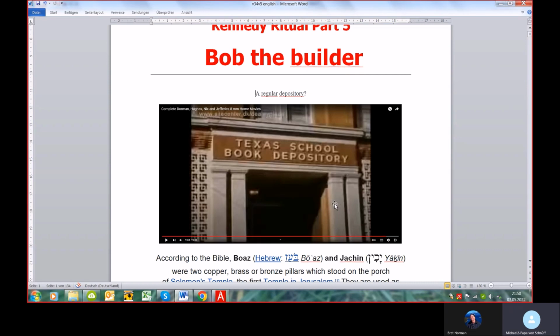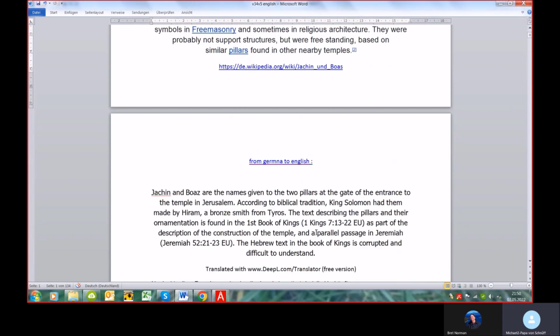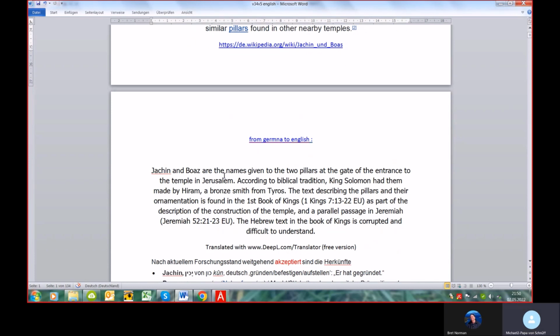And you see also the entrance with columns. And this is, of course, according to the Bible, the columns called Boaz and Yakin, two copper, brass, or bronze pillars who stood on the porch of Solomon's Temple, the first temple in Jerusalem. These are symbols in Freemasonry and sometimes in religious architecture. According to the biblical tradition, King Solomon had them made by Hiram, a bronze smith from Tyre.